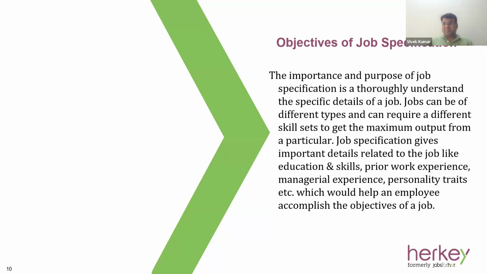to get the maximum output. Now, what a job specification does is lay down all the important details related to that job, whether in terms of qualification, education, experience, or the skill sets required, or even things such as what we talked about, personality traits, team experience or managerial experience, right? Everything. So eventually it will help the employee achieve the objective of a job very clearly. Okay, I'll give you one example.